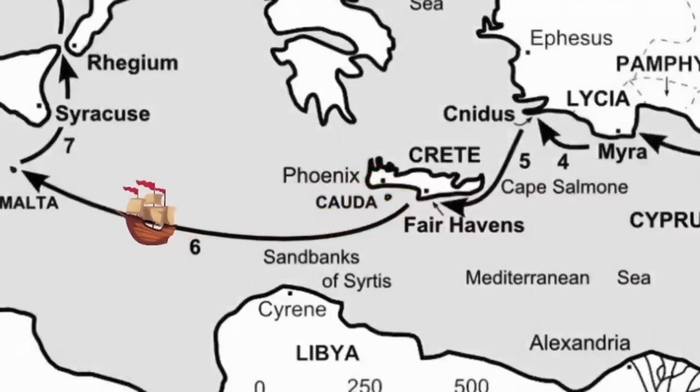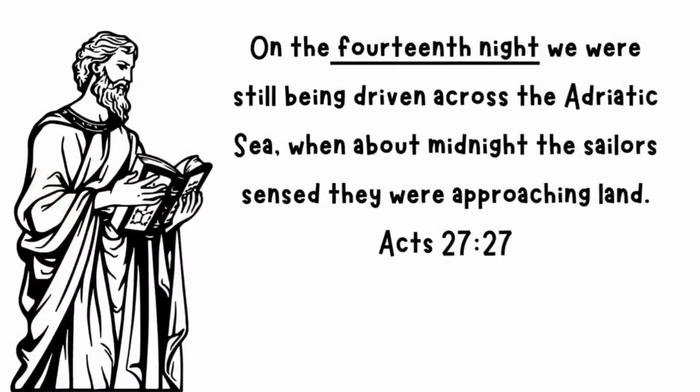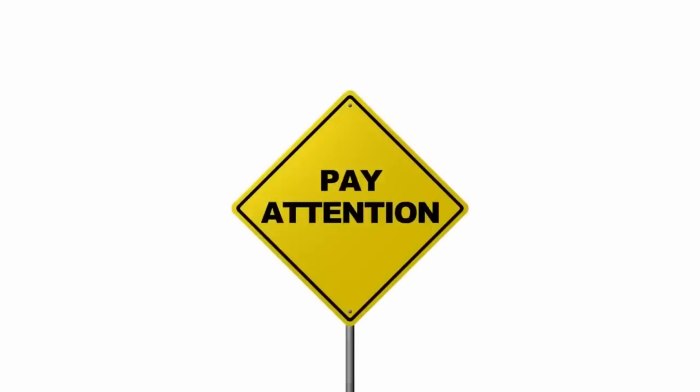This strategy, called tacking, would cover approximately 476 miles over a little more than 13 days, assuming a drift rate of around 1.5 miles an hour. As Acts 27:27 describes, on the 14th night of the voyage, they found themselves very close to the island of Malta. Bingo. Here's where things get really interesting.